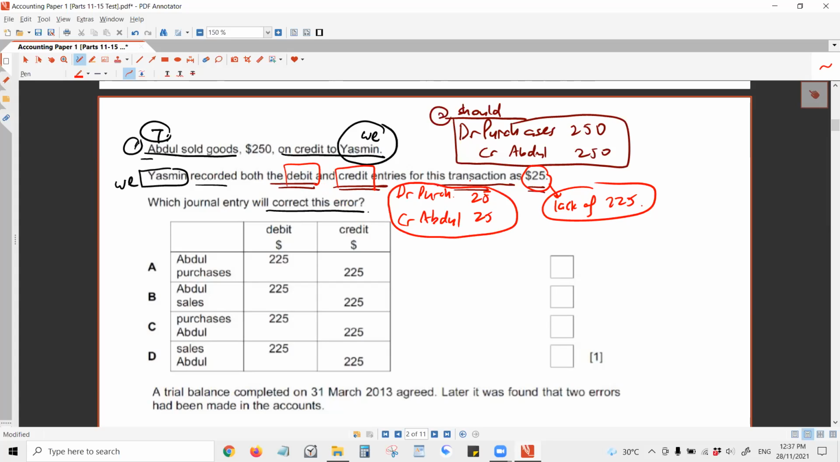So how to correct the mistake? You want to increase it, right? So you do the entry at the same side further. So you debit purchases further by 225. You credit Abdul further by 225. This is 225. Therefore, answer is C.